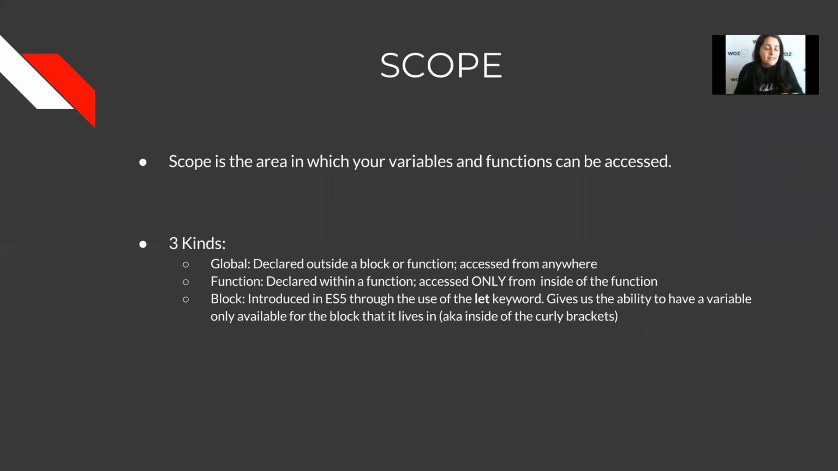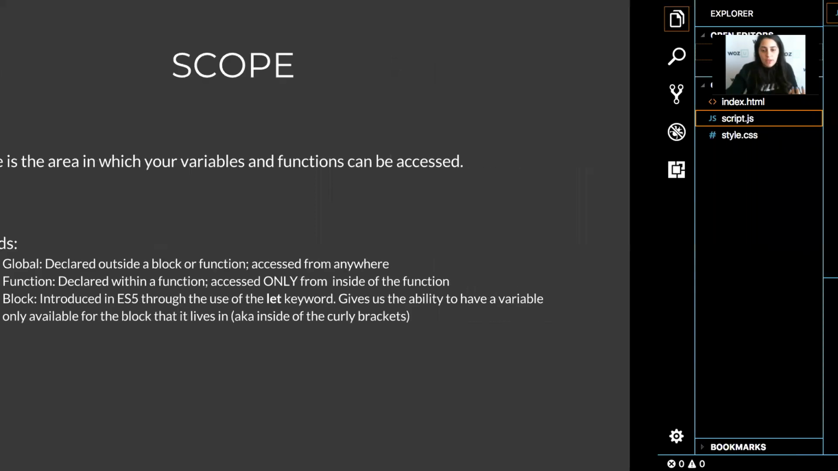Function scope is accessed only within the curly brackets of the actual function. Would that be local then?